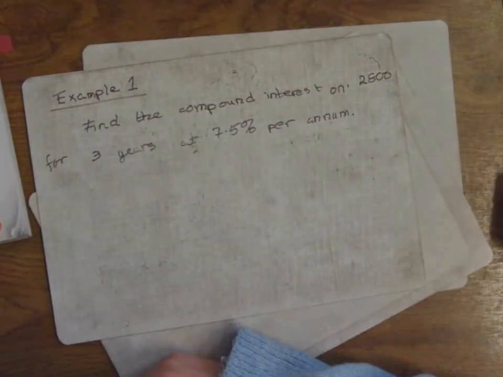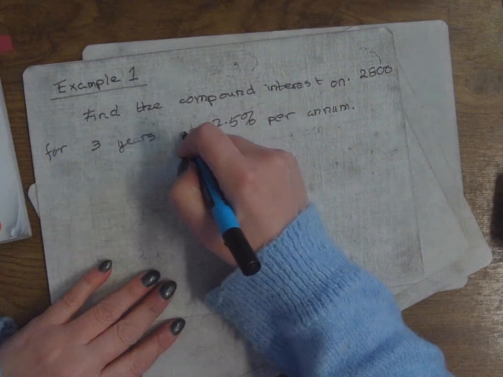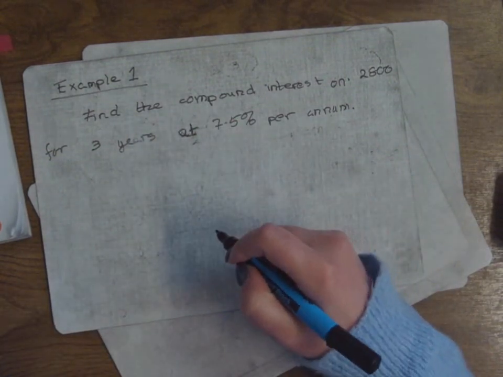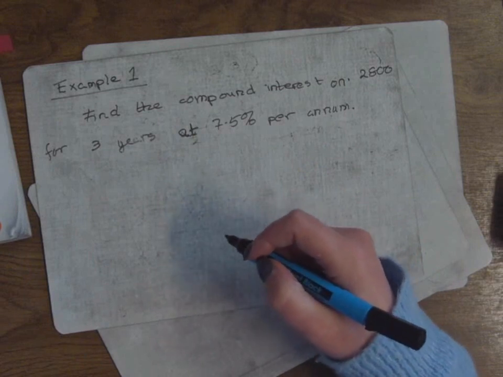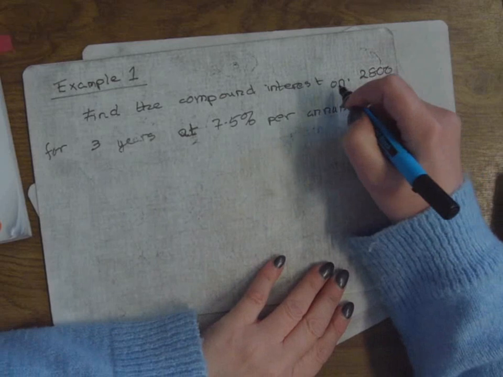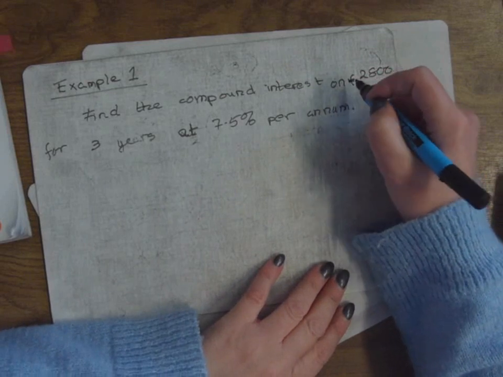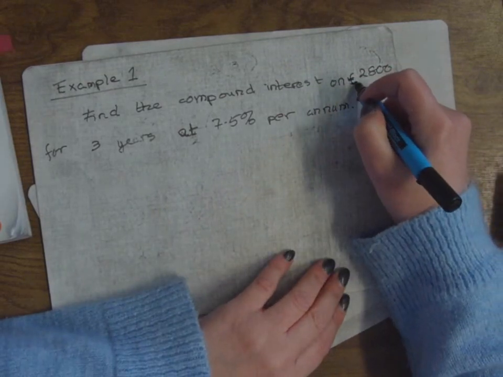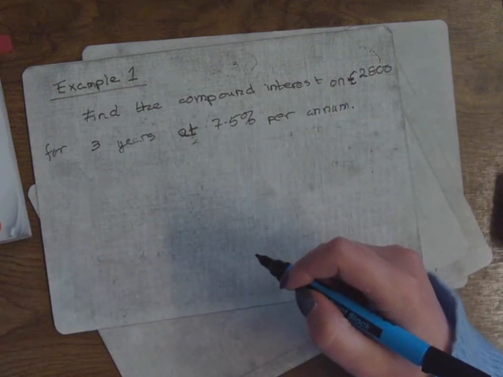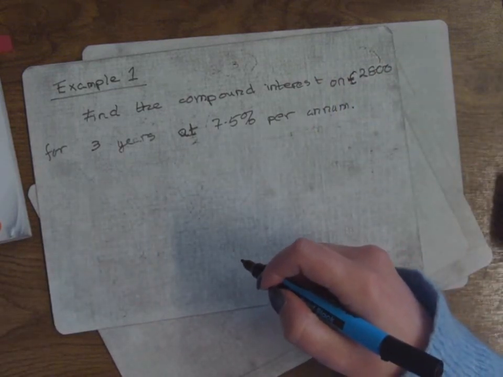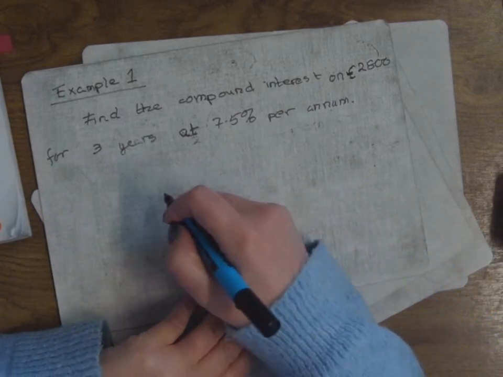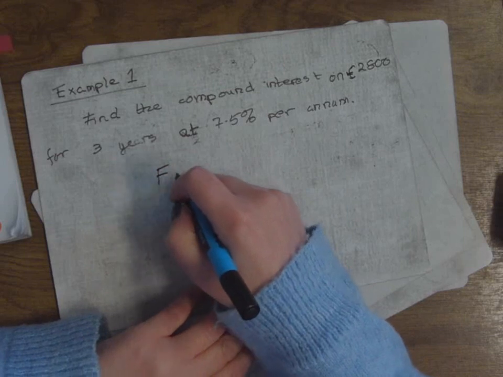For compound interest, girls, you can use the formula if there's no changes. In a minute, we're going to look at an example where there's going to be changes over the years. For this one, we put in 2,800. We left it there for 3 years. We didn't take money out. We didn't put extra money in. So there's no changes, so I can use the straightforward formula. Is that okay?